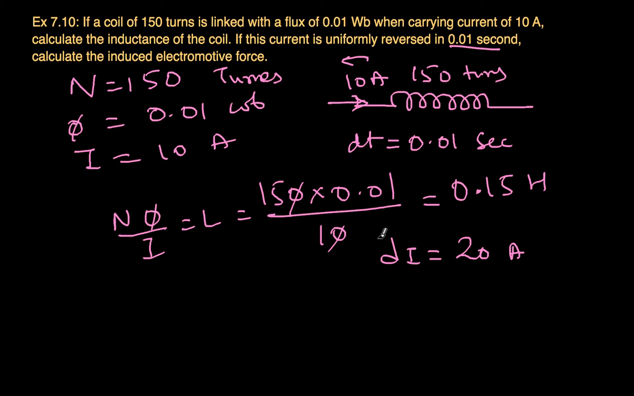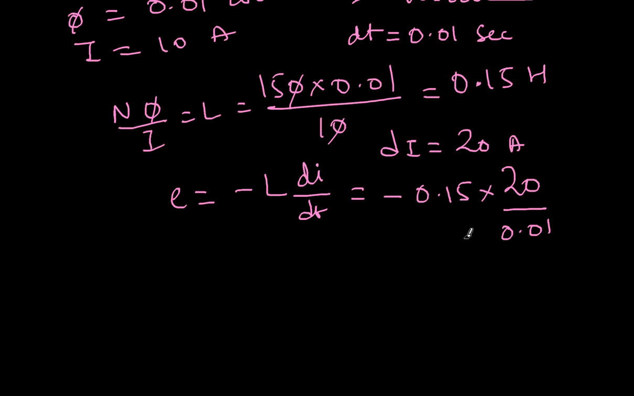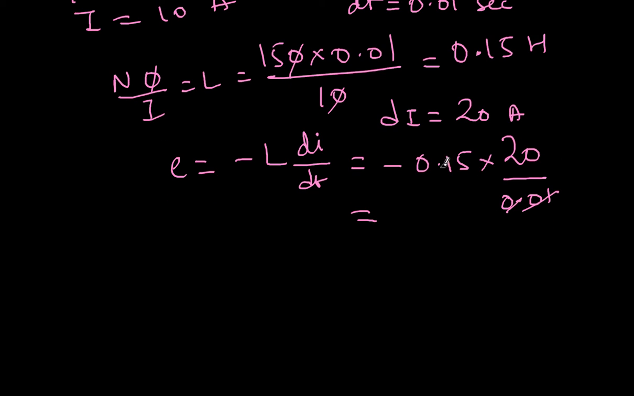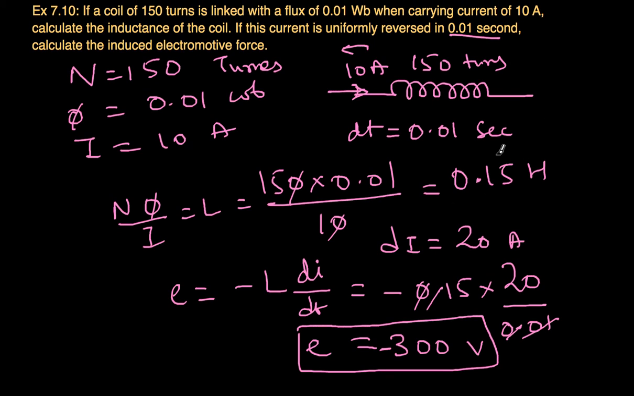Calculate the induced electromotive force. I know the electromotive force is minus L di by dt. So minus 0.15 into di, which is 20, and dt is 0.01 seconds. I can cancel all this, so 15 into 20 is 300 volts with a minus sign. So 300 volts are induced in the coil. The minus sign signifies that the induced EMF will be opposite to the original one.